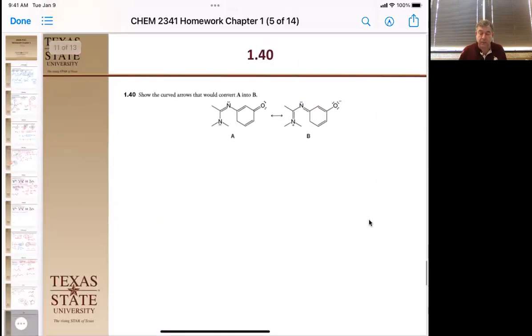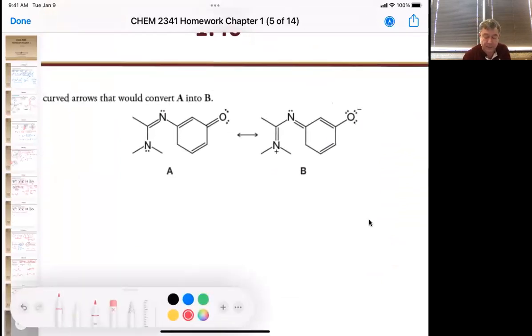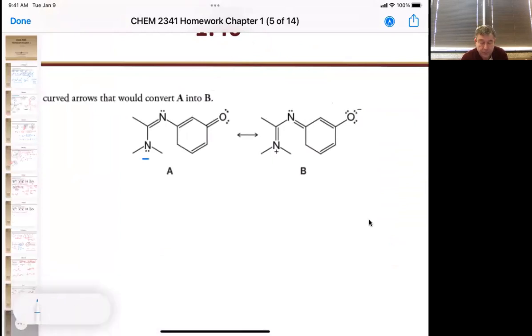Okay, show the curved arrows to convert A to B. So this is when we're talking about moving electrons. Those moving electrons with those curved arrows help us see where they're going. So let's see what's changed. There was a lone pair here, and there's a double bond here, and there was a single bond. So remember, when we're doing resonance structures, only electrons move.